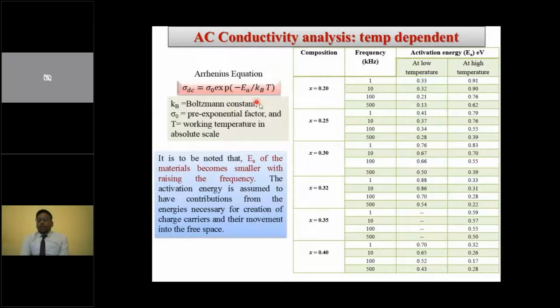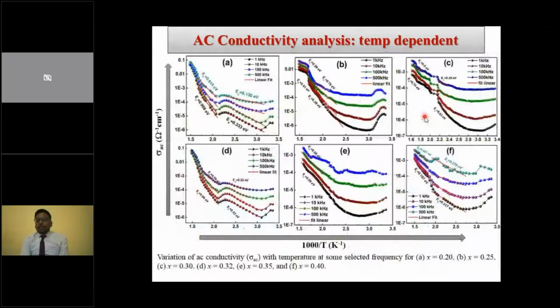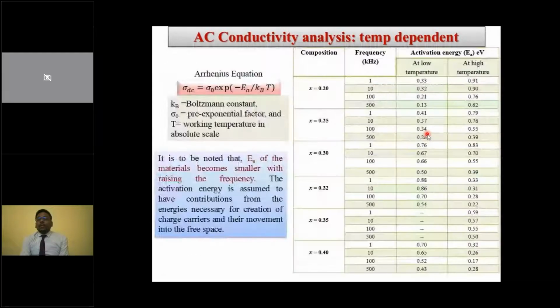As from the table here, if we plot the straight line fit for the higher temperature and low temperature, we can find the activation energy for the particular cases. Here I have noted down the values for the different frequencies. As we see here, as the frequency increases, the activation energy decreases for all the materials. This activation energy is assumed to have the contribution from the energy necessary for creating the charge carrier as well as movement in the free space.